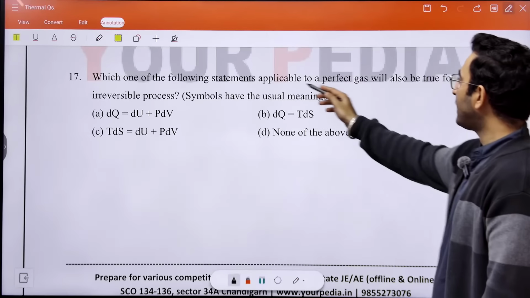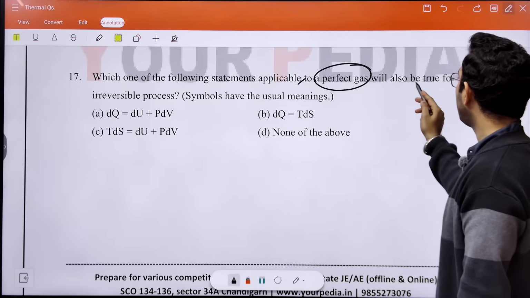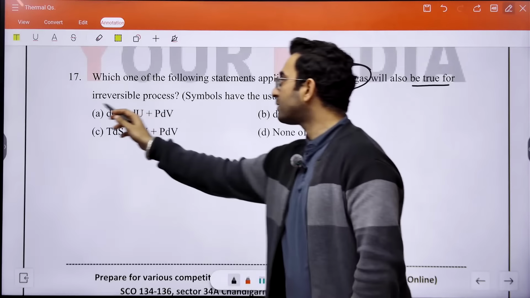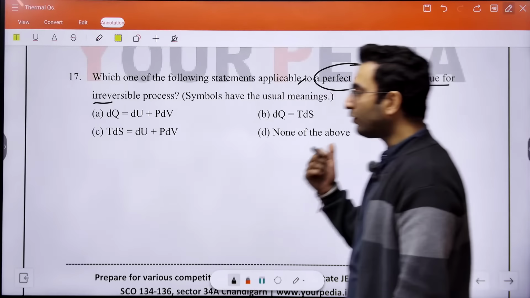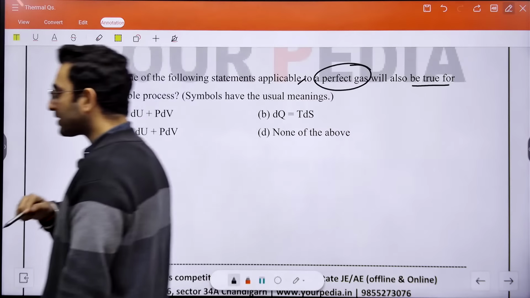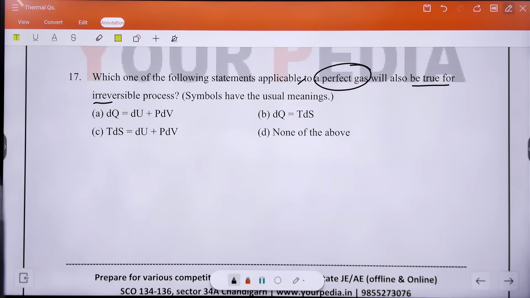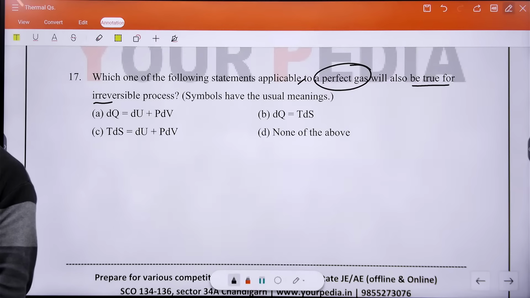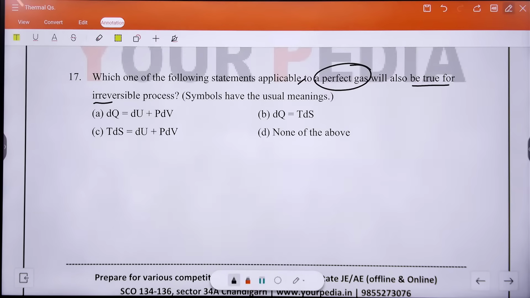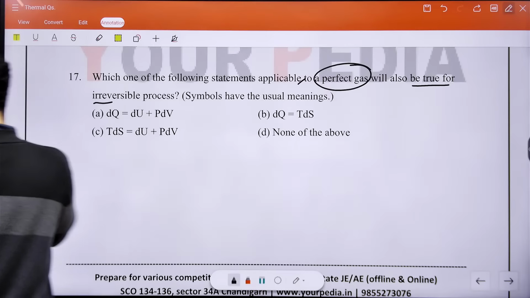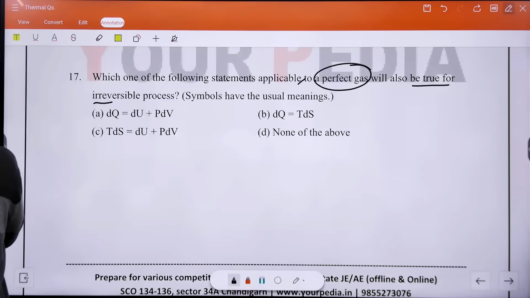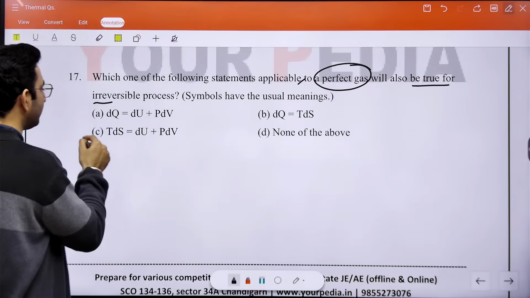Which one of the following statements applicable to a perfect gas will also be true for irreversible processes here? Out of these three equations, which is applicable for the irreversible as well as reversible here, as well as for the perfect gas also? A, B, C, D. Tell me the answer. Yes, what can be the answer here? Option number C. Yes, option number C is the correct one here.